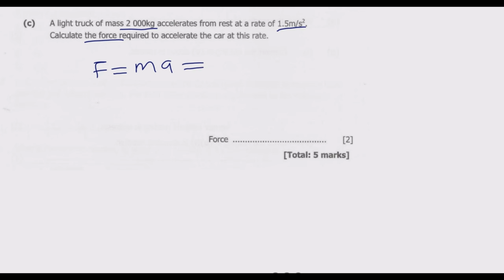So we substitute. 2000 is in kg. Remember, mass is always in kg, multiplied by 1.5 meters per second square. Then we are going to end up with basically 3,000 Newton. So 3,000 Newton is basically the required force to accelerate the car.